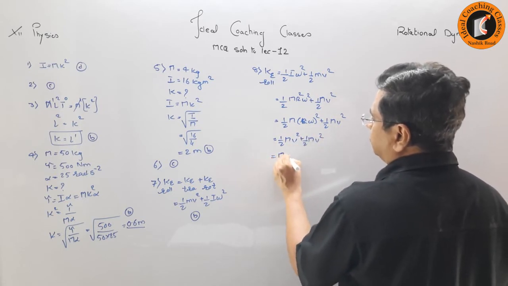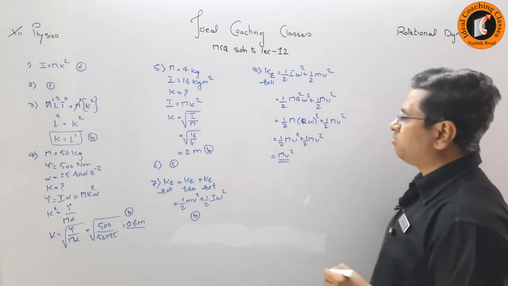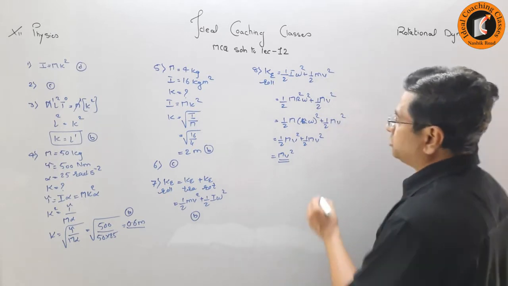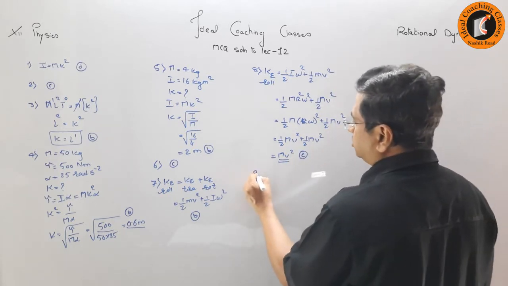The answer is mv square. है क्या? देखो. Yes. The answer is C, third option.